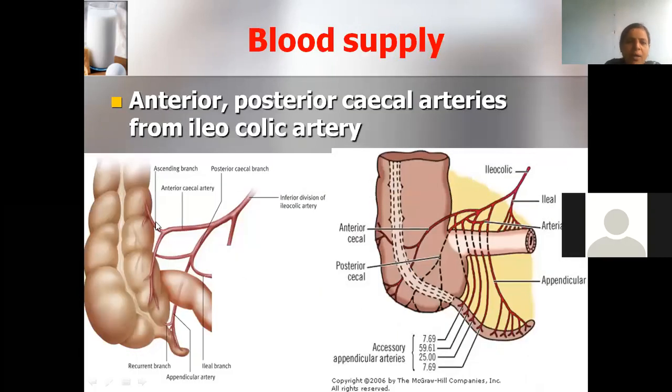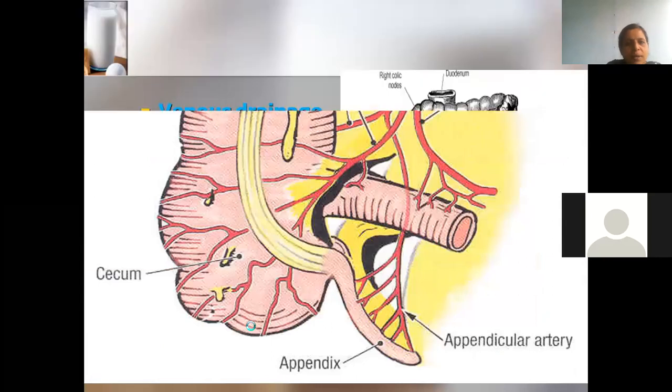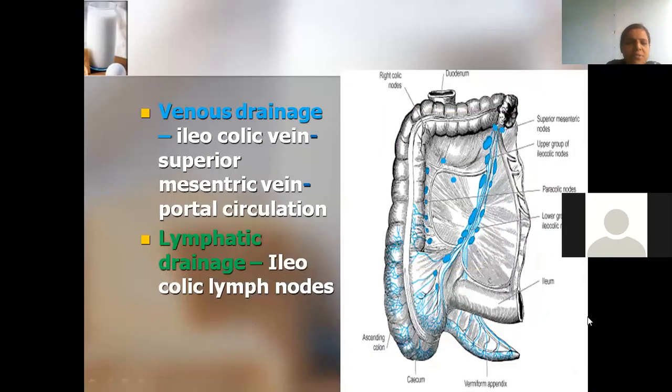now coming to the blood supply of cecum, the name of the blood vessels, cecal arteries, you can just remember. Cecum, cecal arteries, very simple. From anterior aspect, anterior cecal arteries. From posterior aspect, posterior cecal arteries. These cecal arteries are the branches of ileocolic arteries. Okay. Now, venous drainage of cecum, we have ileocolic vein, superior mesenteric vein, which drains into portal vein.